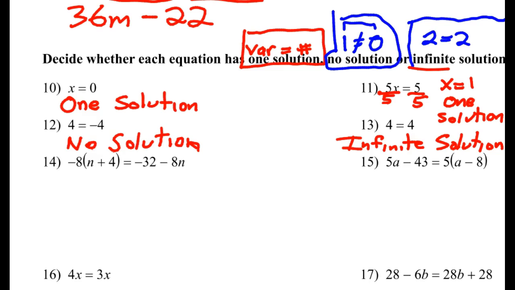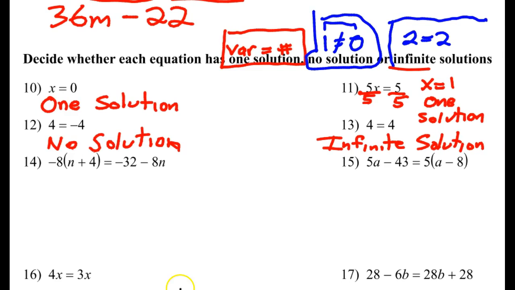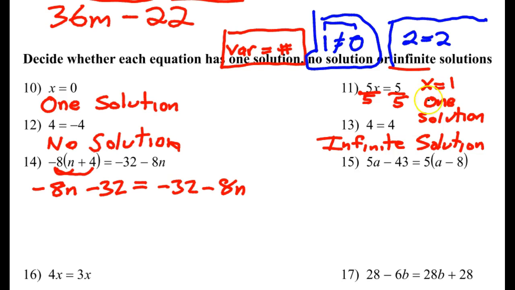Just a little bit of distributive property there. We got negative 8 times n, negative 8n. Negative 8 times 4 is negative 32. Now, does negative 8n minus 32 equal negative 32 minus 8n? Yeah. Are those the same thing? Hey, they are. So you might be able to see this from the very beginning. It's kind of a bigger version of this, but we do have the same thing on both sides, right? So it's an infinite solution if you have the same thing on both sides.